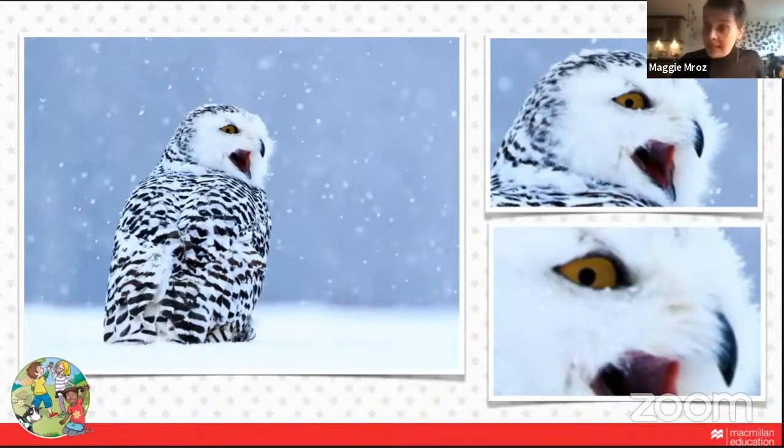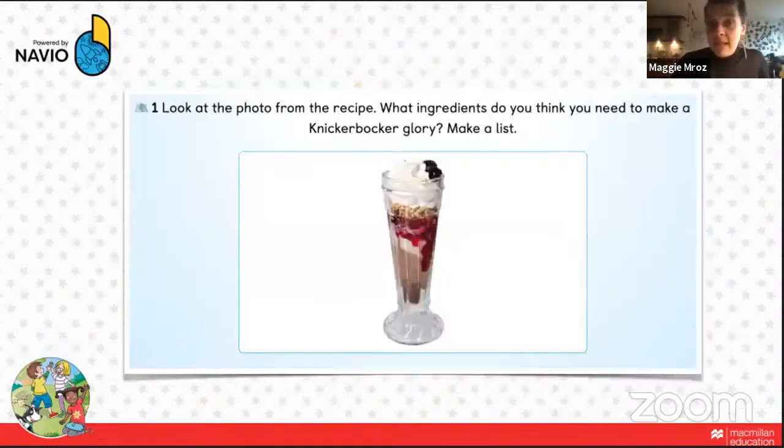So the way I do it is, I take Navio again. And I have the first task in my Navio. Look at the photo from the recipe. What ingredients do you think you need to make a Knickerbocker Glory? Make a list. And now here I can divide my students into groups, or they can work individually. Depends on their level, depends on how they cooperate with each other. So the decision is yours here, really, because you know your students. And then they make a list of ingredients.